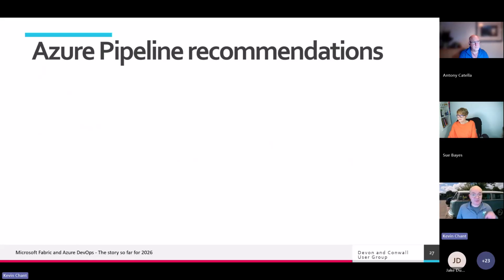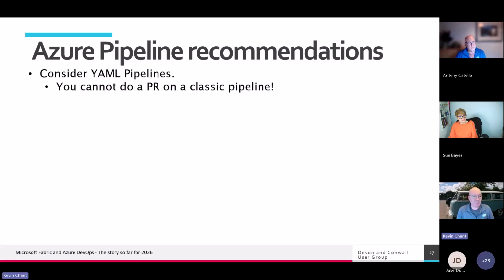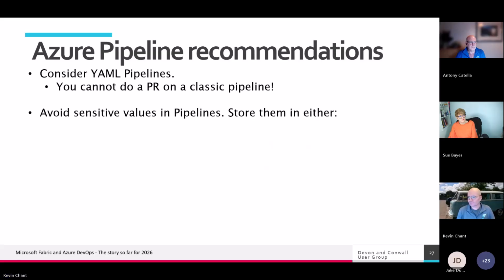You have some recommendations relating to this. Consider YAML pipelines, because you can use the nice classic GUI ones, but you can't do pull requests on the classic pipelines and they're not transferable. In other words, YAML pipelines are stored as files inside your repository. So if you move your repository somewhere else, you can easily connect back up. You can't do that with classic pipelines.